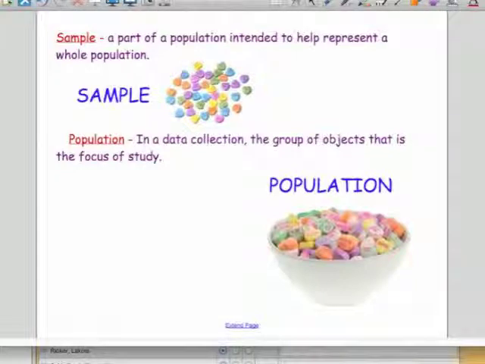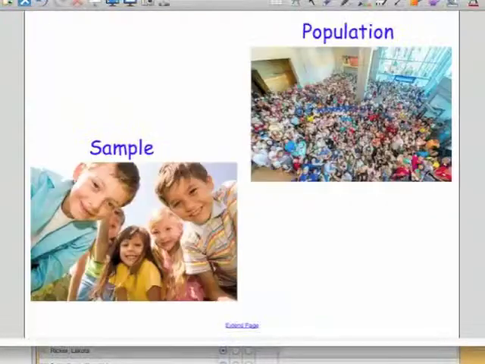A sample. A sample is a part of a population intended to help represent the whole population. So a sample is like a handful, while the population in data collection is the group of objects that is the focus of the study. So the population in this case is the whole bowl, and the sample are the 10 candies that you're going to get to work with today.